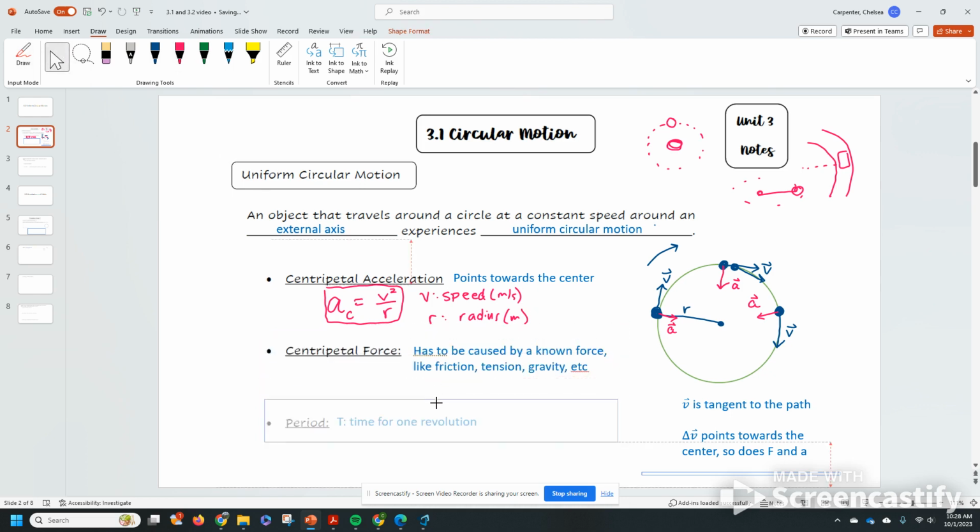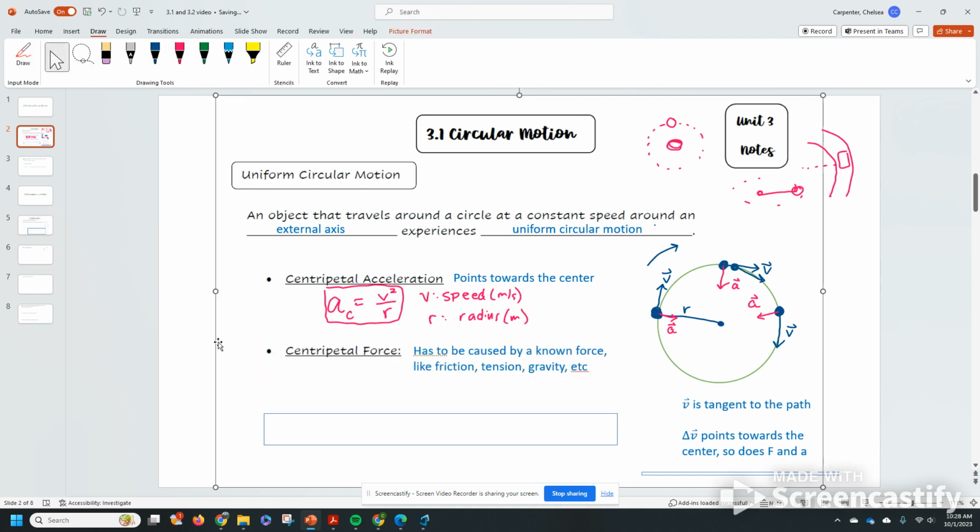Where there's acceleration, there is a force. So let's define centripetal force. Centripetal force has to be caused by a known force, like friction or tension or gravity. Something has to be pushing or pulling on this object. We're never going to label a centripetal force on its own. We're going to still look at the sum of forces in the centripetal direction, but you should never label Fc on a diagram or have it in an equation. We're going to replace Fc with tension or friction or whatever is there.